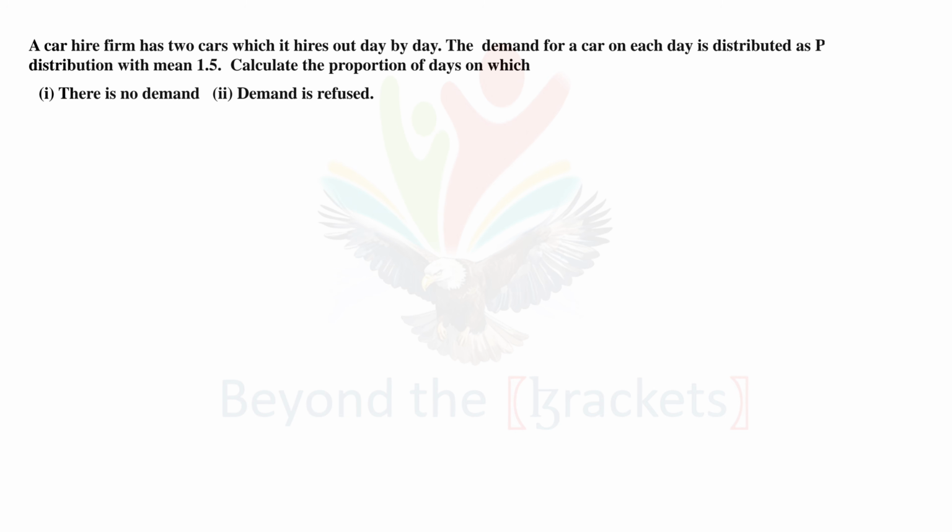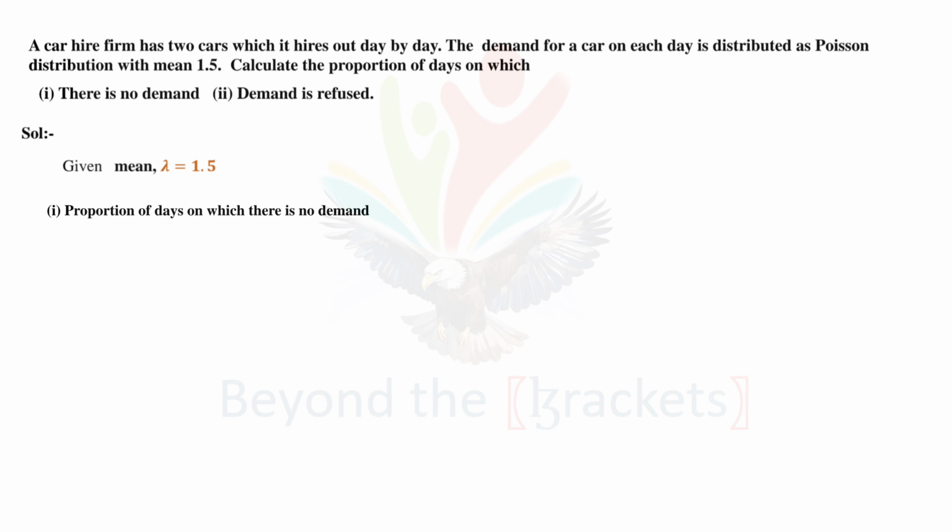Consider the next question. A car hire firm has two cars which it hires out day by day. The demand for a car each day follows a Poisson distribution with mean 1.5. Here, mean is given as 1.5, and for a Poisson distribution, the mean is equal to lambda.